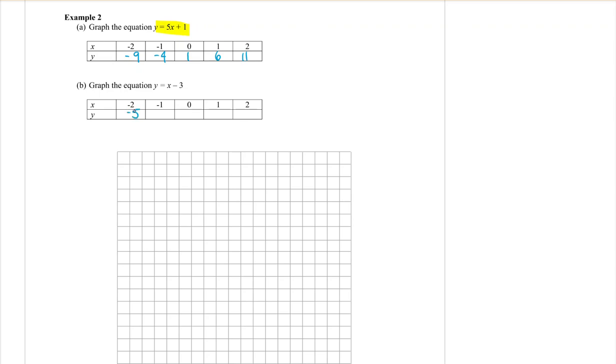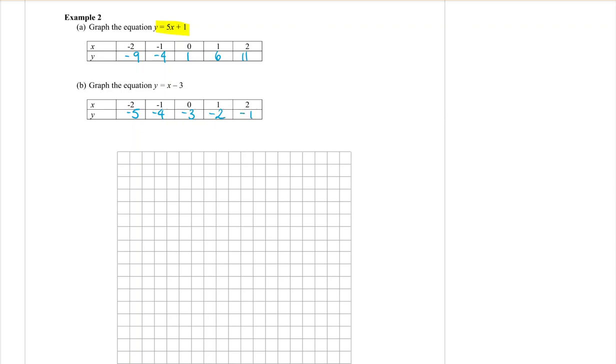Then change your minus 2 to a minus 1. So it's minus 1 take away 3 is minus 4. Then it's going to be 0 take away 3, which is minus 3. What are these ones going up by, Riley? 1. So the next one's going to be minus 2 and then minus 1.